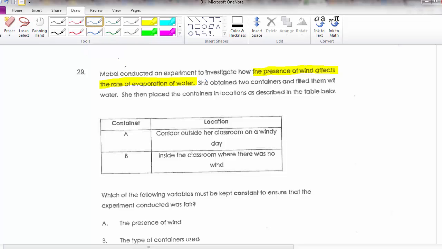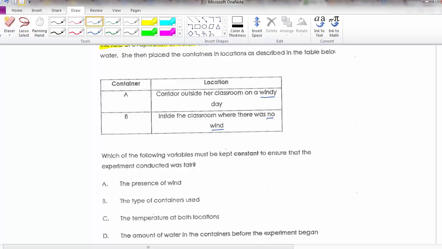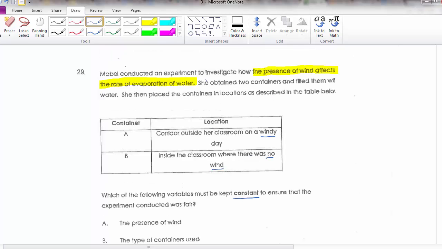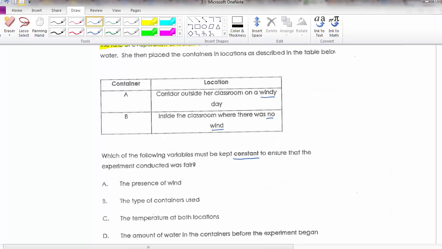Now, let's look at container A. Location is the corridor outside her classroom on a windy day. B, inside the classroom when there was no wind. Some of the keywords here, because we are looking at presence of wind, so the words windy and no wind should appear quite important to you. Which of the following variables must be kept constant to ensure that the experiment was fair? You need to ask yourself, what is the variable that is changing? The variable that is changing is the amount of wind, because this is what she's trying to explore, the presence of wind and how it affects the rate of evaporation. So obviously A must not be kept constant, because that's what I'm testing. This is not what I'm testing.